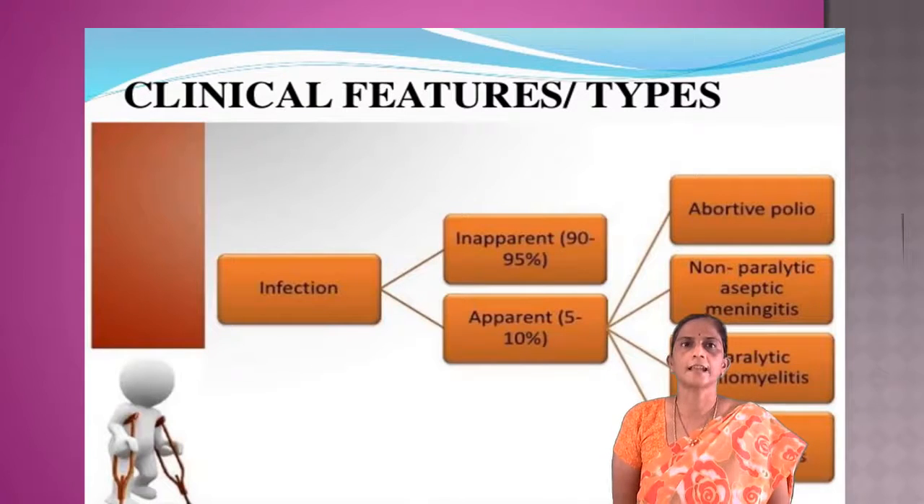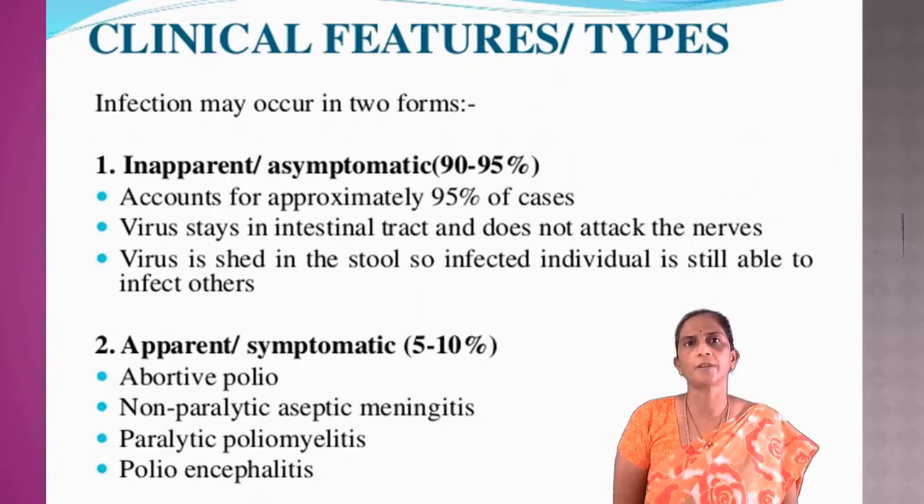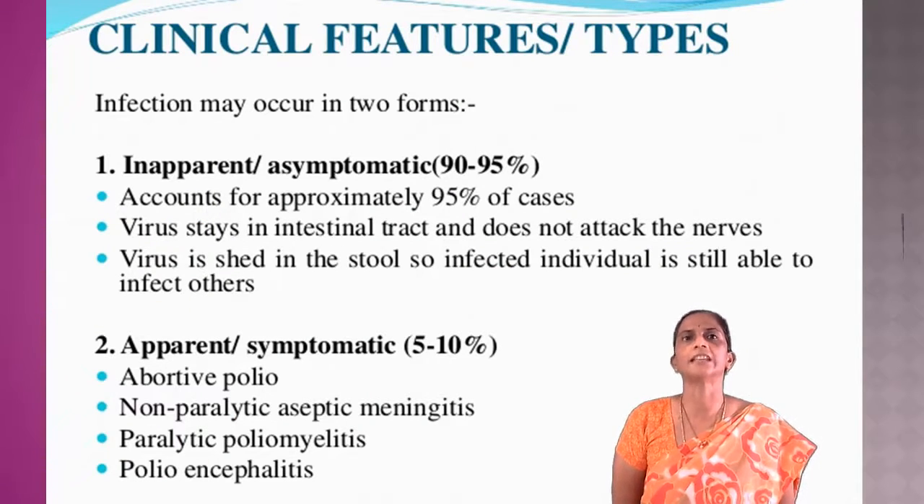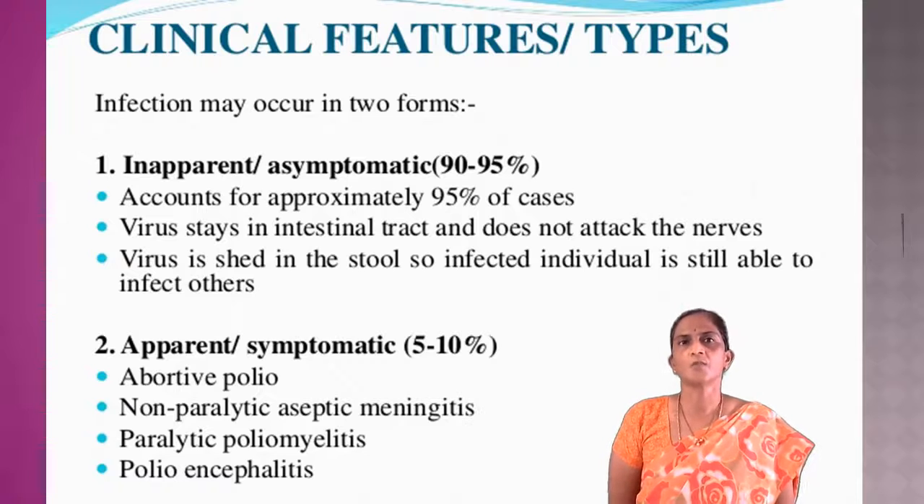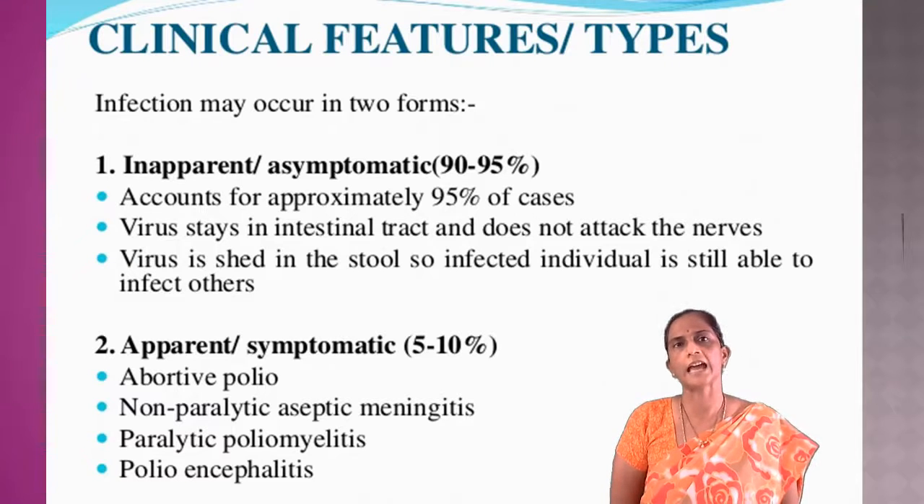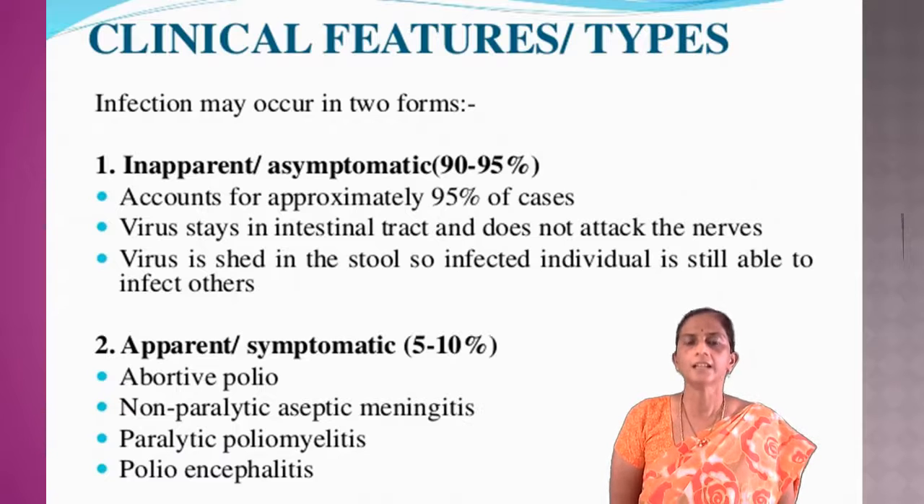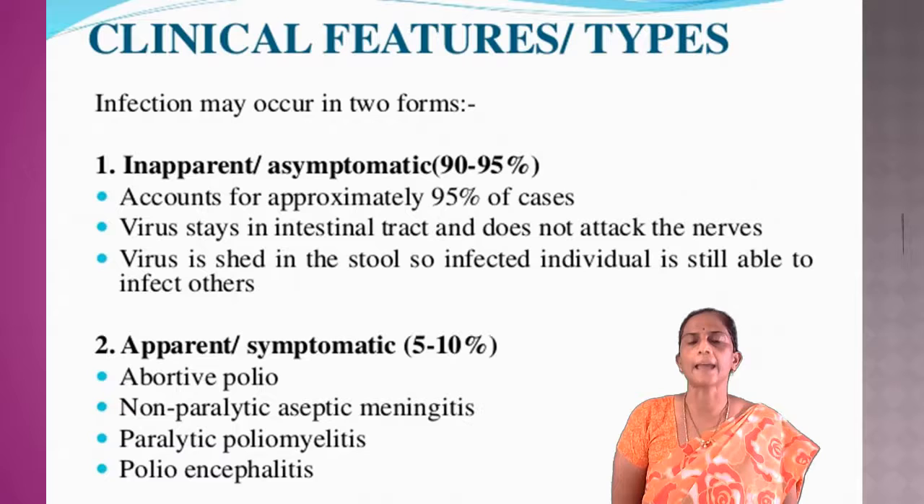Next, we are discussing inapparent. Inapparent means asymptomatic. 90 to 95% of patients suffer with inapparent infection. That means they don't show proper symptoms. Without symptoms, we can't go to the hospital, so most of the people suffer with inapparent infection. They are asymptomatic. They carry the disease, but they don't show any symptoms. That is called inapparent.